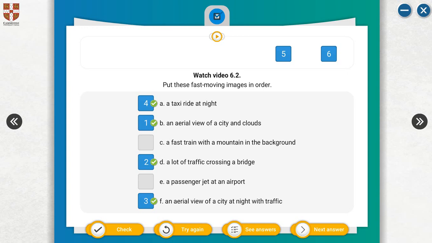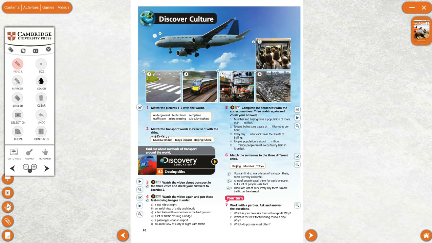Now the next one, 5. Five is C, fast train with a mountain in the background. And the last one is 6, E, passenger jet at an airport. Now check your answer, please. Okay, I pass this exercise. Look at exercise 5, please.